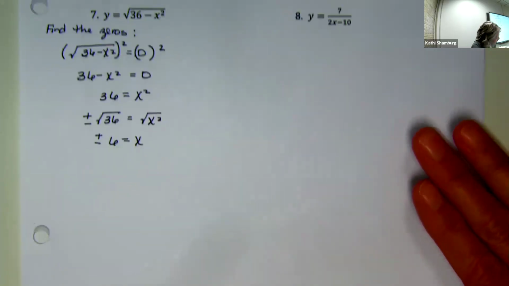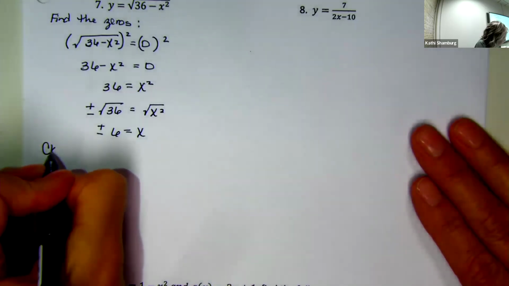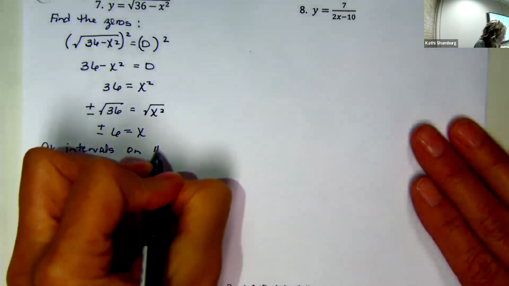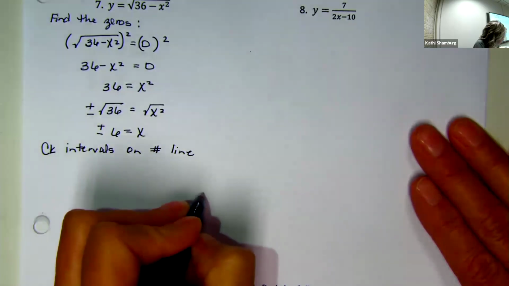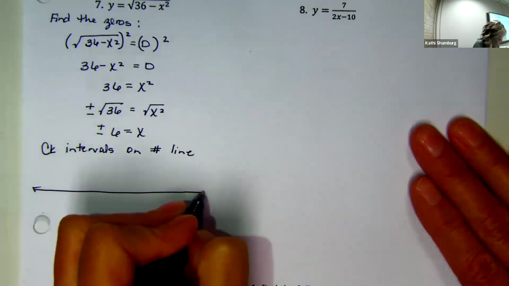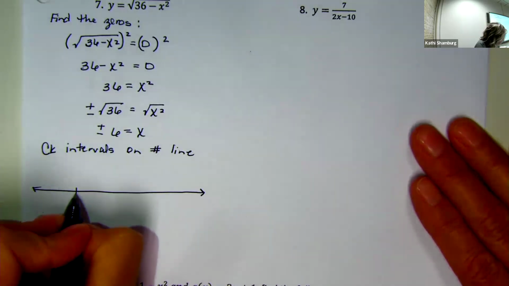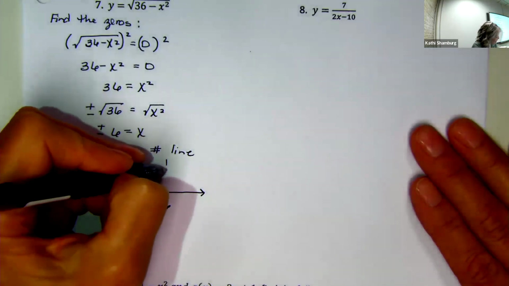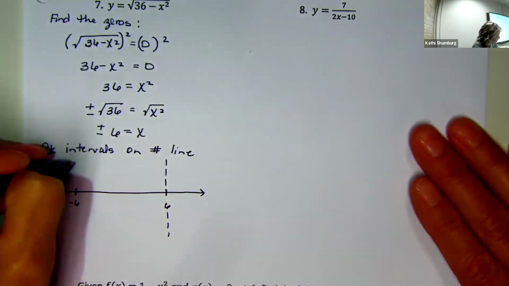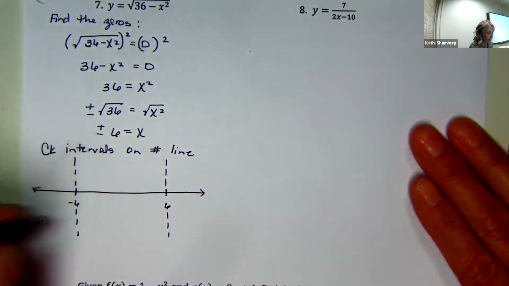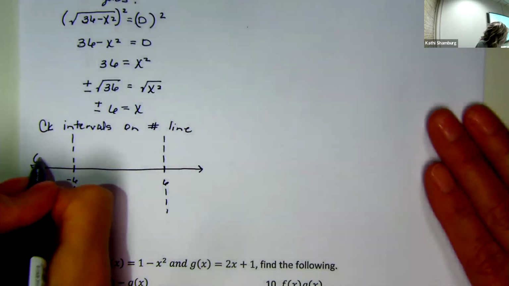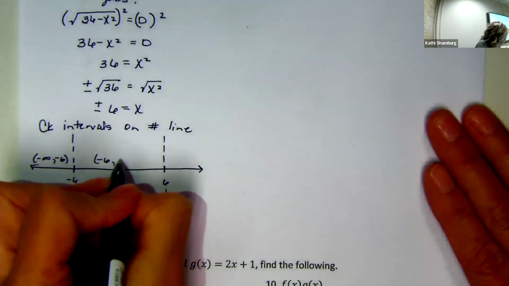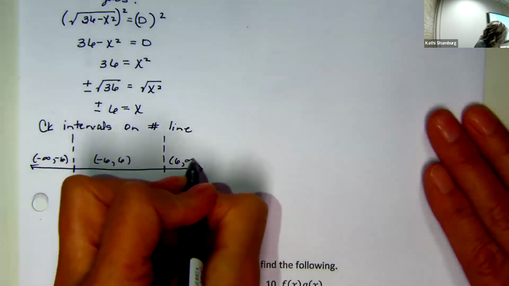All right, okay, so here's what we're going to do next. We are going to check intervals on a number line. All right, so I'm going to do a number line. And we're going to say that -6 is here and 6 is here. And what I have done is we have now created 3 intervals. So this interval is -infinity to -6. This interval is -6 to 6, and this interval is 6 to +infinity.